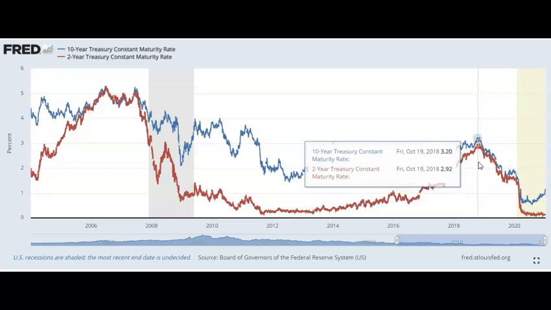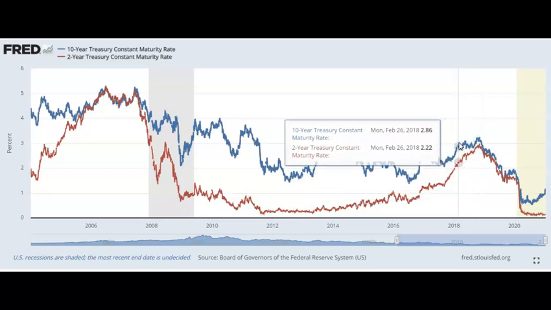But if we just understand what drives the yield on 10-year notes, it's generally driven by expectations on the economy, economic growth. Investors will buy and sell bonds based on their expectations. They will buy and sell bonds based on inflation expectations.